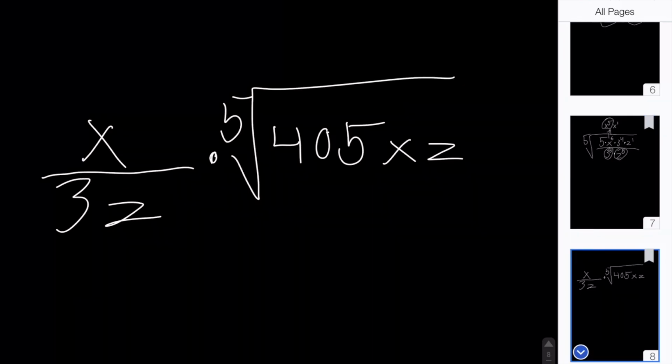So we have x over 3z times the remaining stuff that we can't get out of the fifth root, which would be the 3 to the 4 and the 5, which we just combine to multiply together to get 405. And there's one x and one z that we cannot get out of there. And thus, we're left with our final answer.